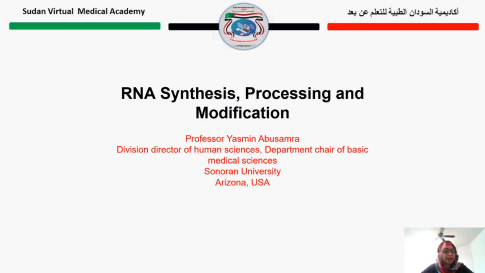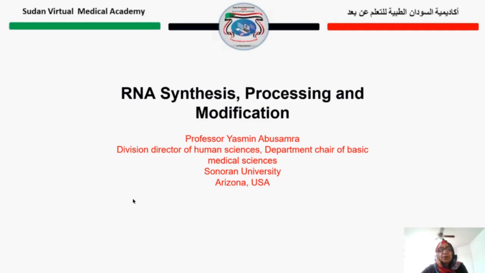Okay, so I'm not sure if we met before. My name is Yasmine Abusamra. I'm a professor of biochemistry and medical genetics here at Sonoran University in Arizona. Also, the Department Chair of Basic Medical Sciences and Division Director of Human Sciences at Sonoran University. I graduated from Khartoum University, Faculty of Science. I got my master's there, and then I continued my education in Michigan State University, where I received my PhD in biochemistry and molecular biology. I taught in Ibn Sina for about 12 years, and right now I'm with Sonoran University for about 6 years.